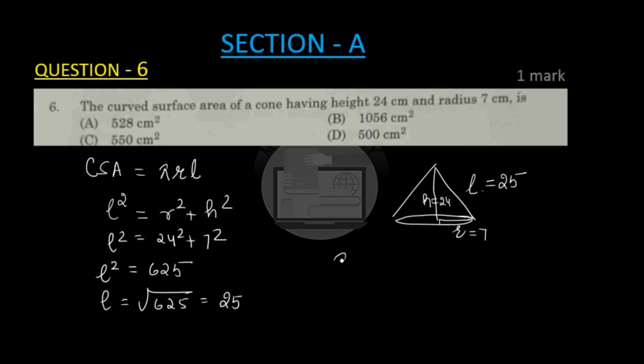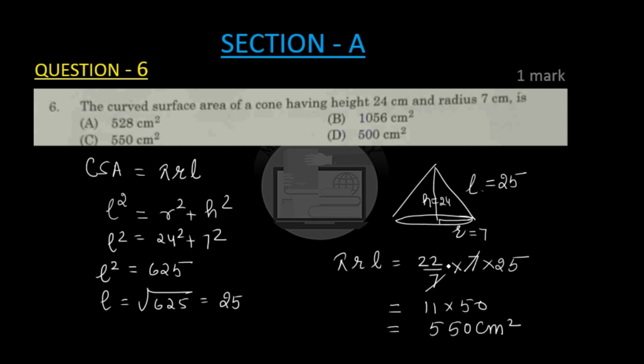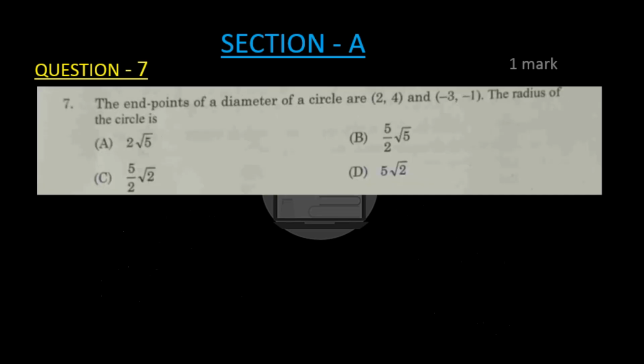And now pi r L will be equal to 22 by 7. If nothing is mentioned about the value of pi, we will take it as 22 by 7. The radius is 7 and the slant height is 25. This cancels off to give us 11 times 50, which is nothing but 550 centimeters square, and our answer is choice C. Okay, clear? Let's move on to question number 7.